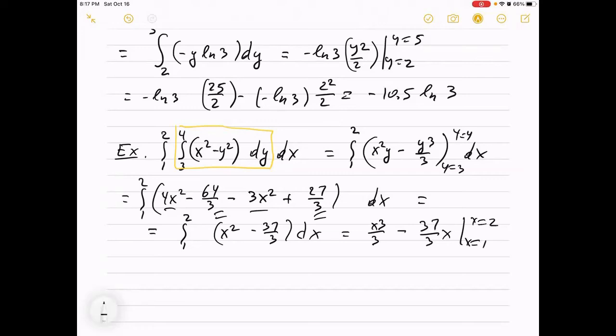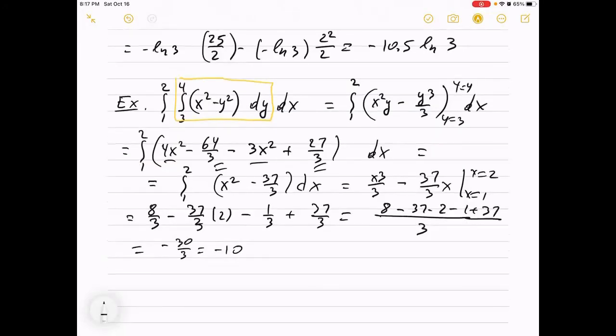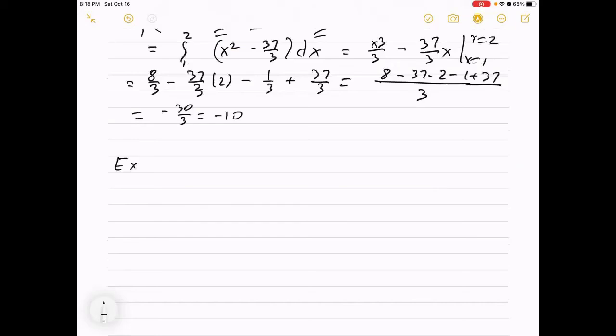Plugging in the upper bound and lower bound, we're going to get 8 over 3 minus 37 over 3 times 2, minus 1 over 3 plus 37 over 3. So over 3, we have 8 minus 37 times 2 minus 1 plus 37. Doing calculations, we get negative 30 over 3, so negative 10. So the integral here equals negative 10.